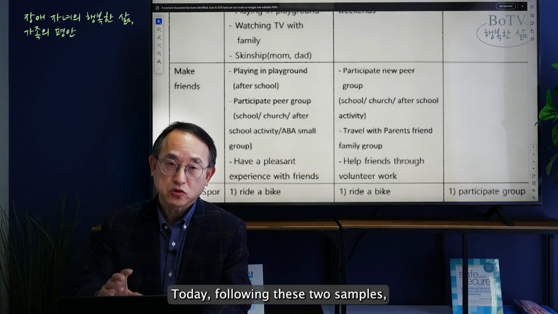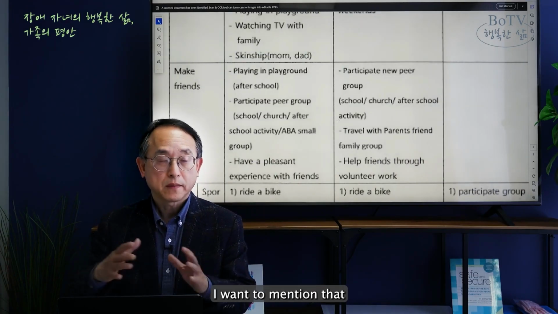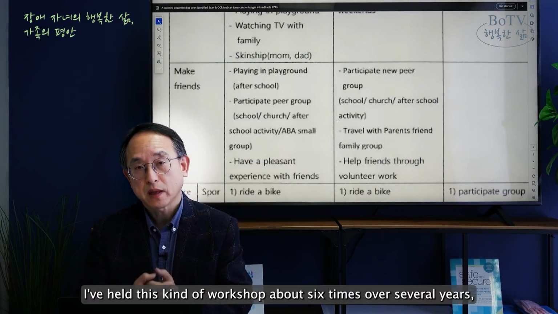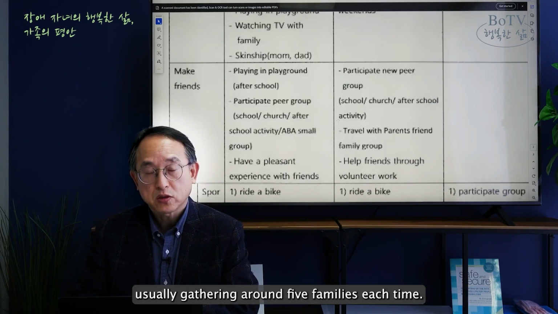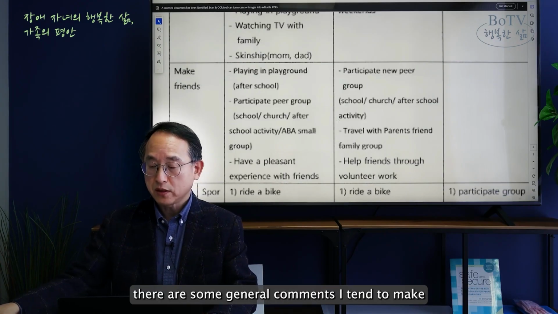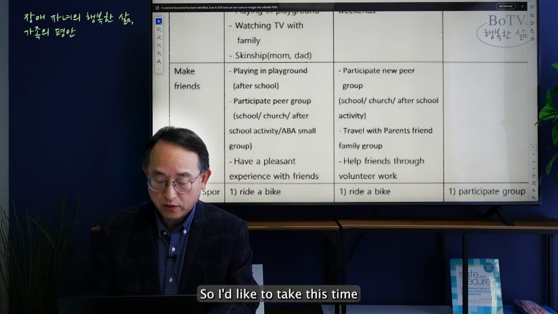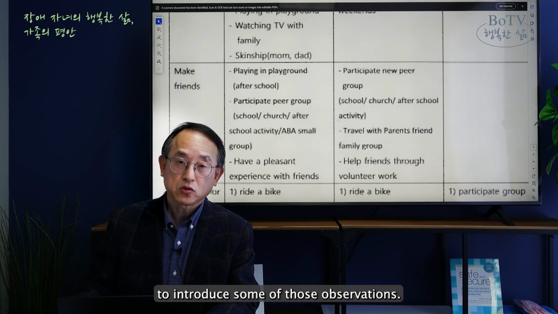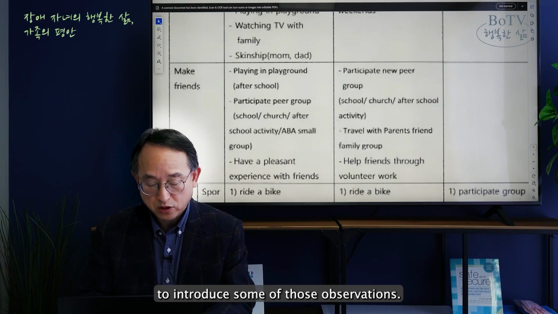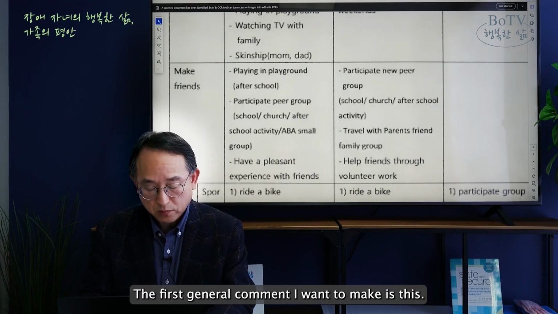Today, following these 2 samples, I want to mention that I've held this kind of workshop about 6 times over several years, usually gathering around 5 families each time. After completing all of these, there are some general comments I tend to make, as well as common patterns I've noticed. So I'd like to take this time to introduce some of those observations. The first general comment I want to make is this.